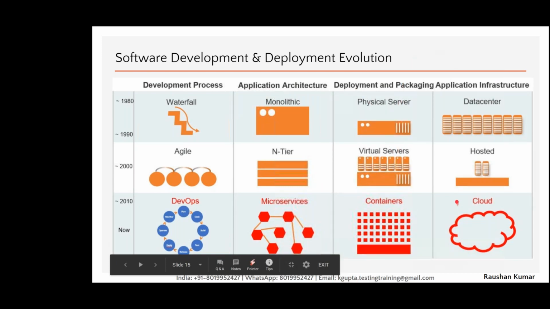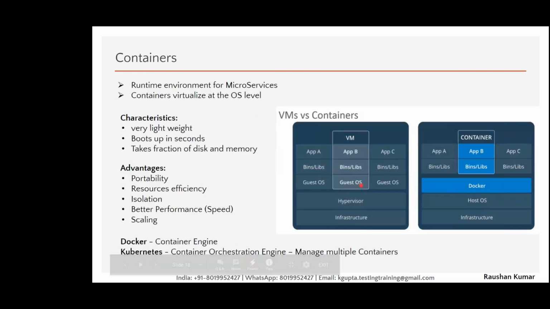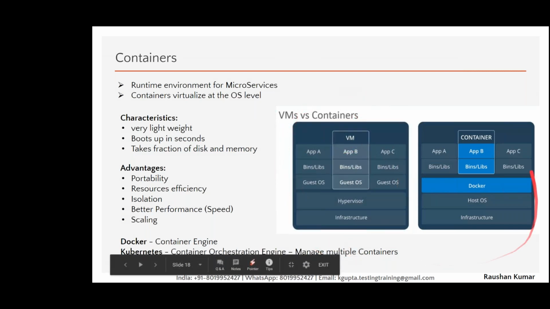Okay, so that's the main difference between virtualization and containerization. So coming back to our topic here, containers. In the case of VM, what you see on the left is three VMs: VM A, VM B, VM C.